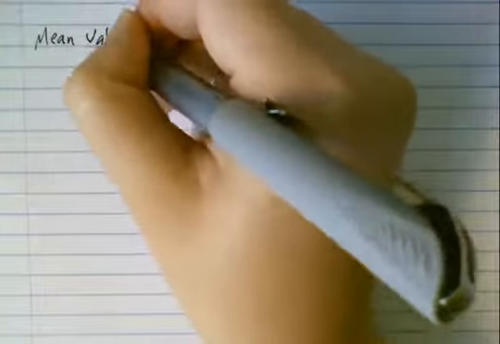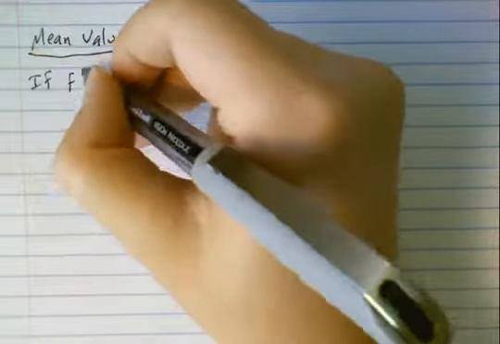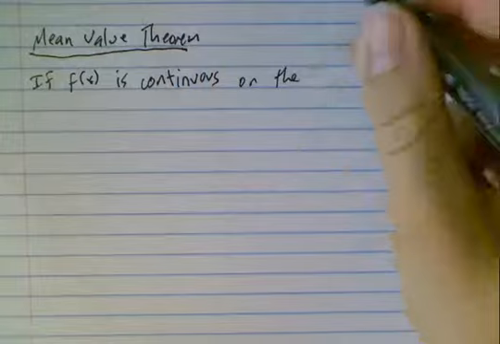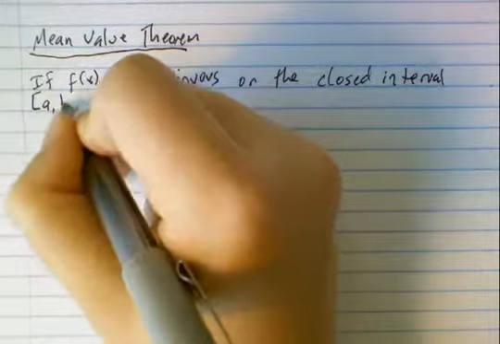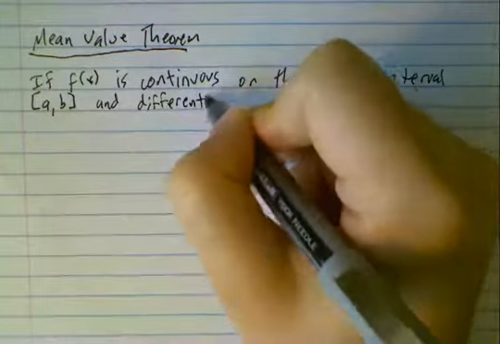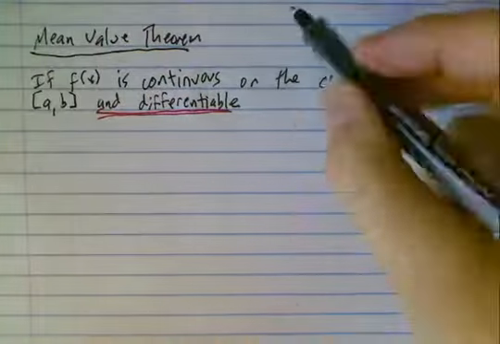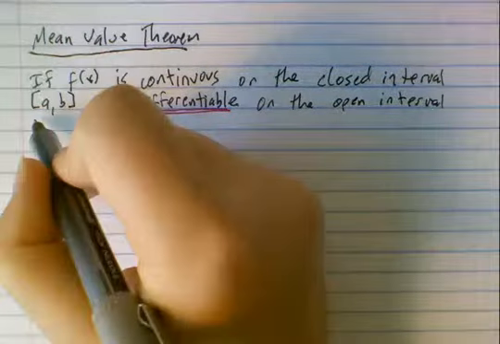Okay, let's turn our attention to the mean value theorem. If f of x is continuous on the closed interval a to b and differentiable, very key, there are now two conditions instead of one, on the open interval a to b.